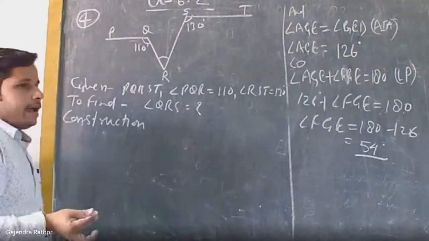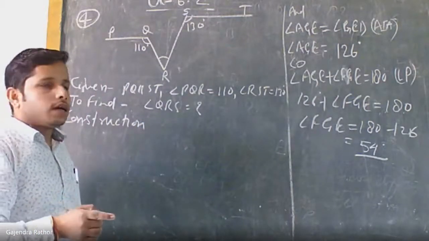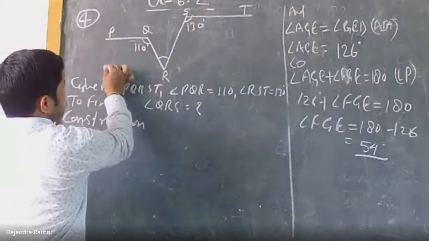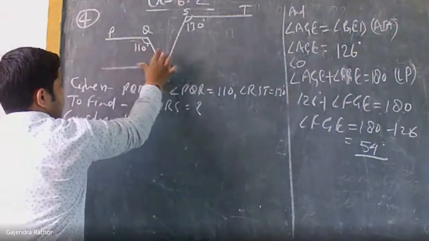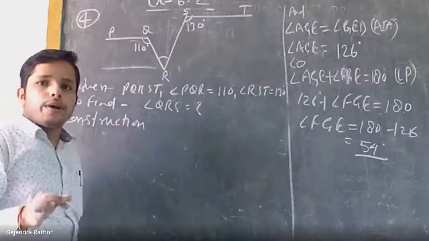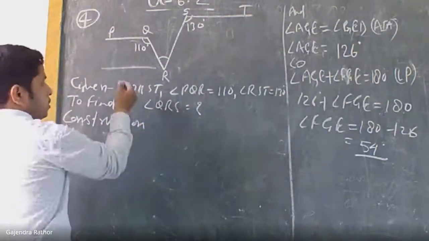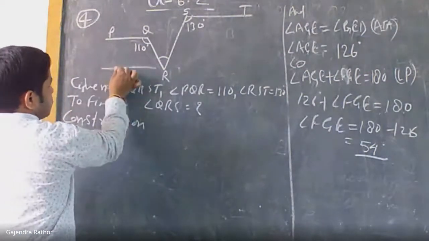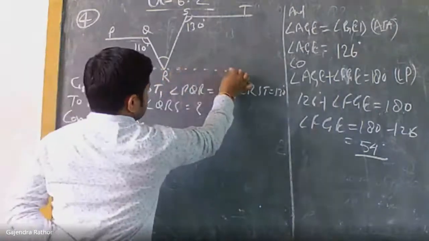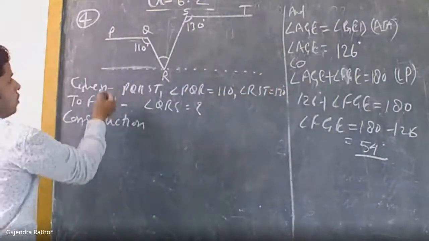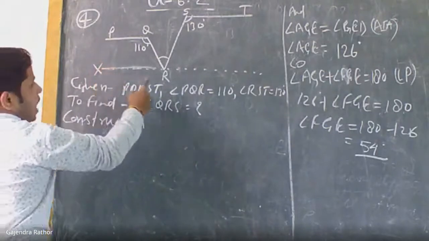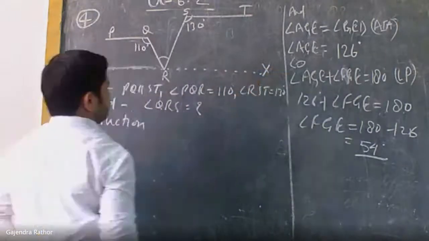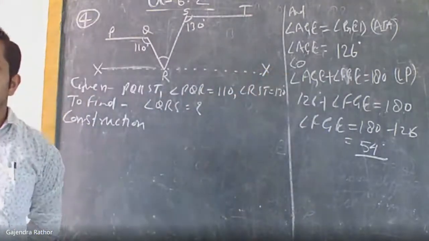Construction. Draw a line through point R, XRY. So this is the line. And in construction, always draw dotted lines, not a complete straight line. The name of this line is XRY. I hope this is clear.